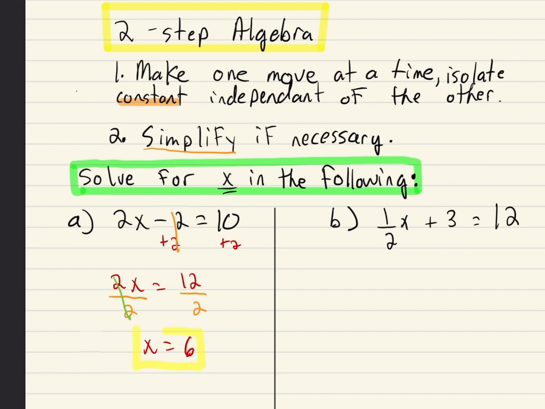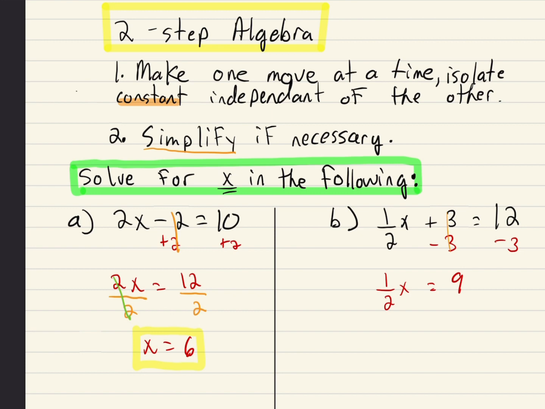Now, for the next one, I'm going to do the same thing, even though it looks a little scarier because we got a fraction right beside the x. I'm going to remove the 3 by subtracting on both sides here. And I'm subtracting because it's added on the left side, so that'll be minus 3 on both sides. That cancels the 3 out on one side. And then it'll be half x is equal to 9.